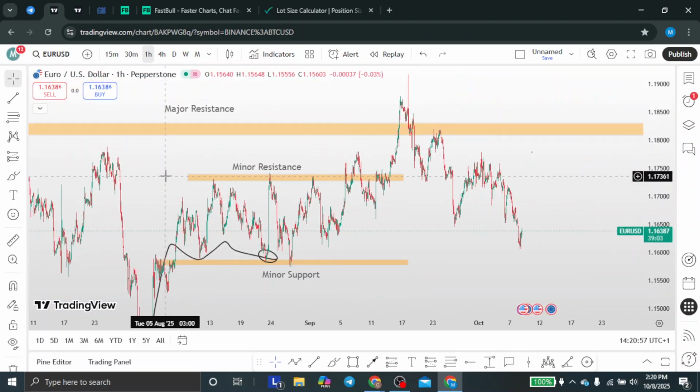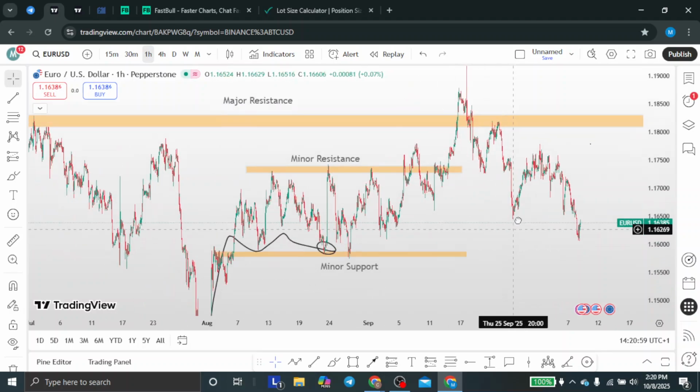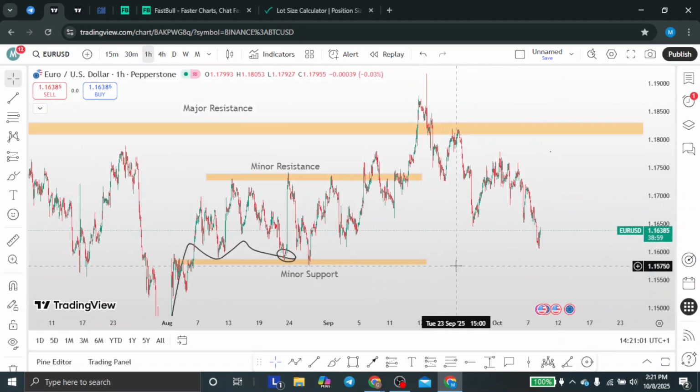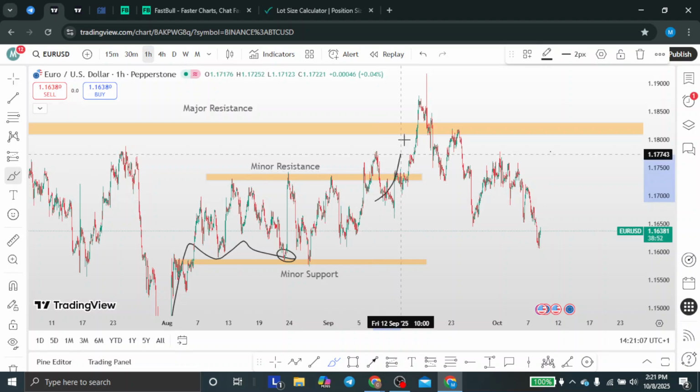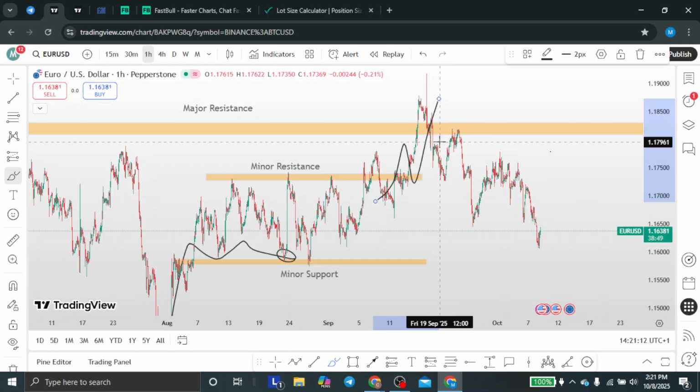Now for this internal range, for us to see if price will eventually push all the way up, we want to wait for price to give us a proper breakout, retest and continue its journey to the upside.